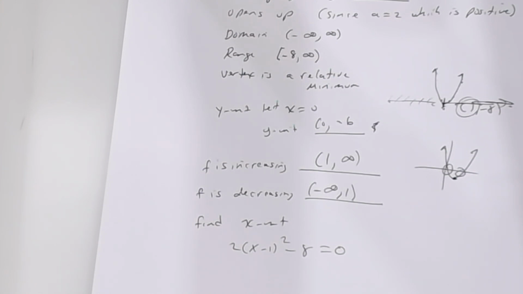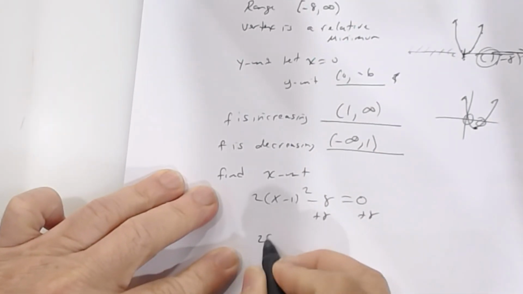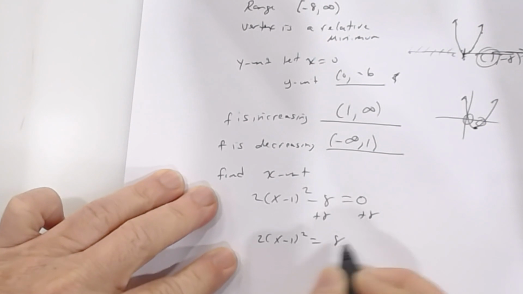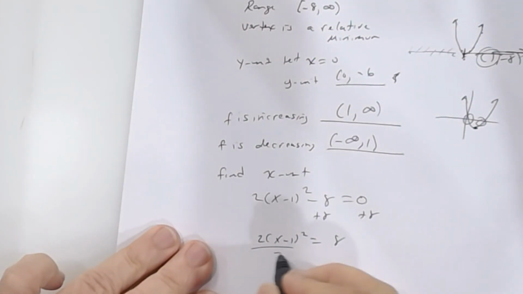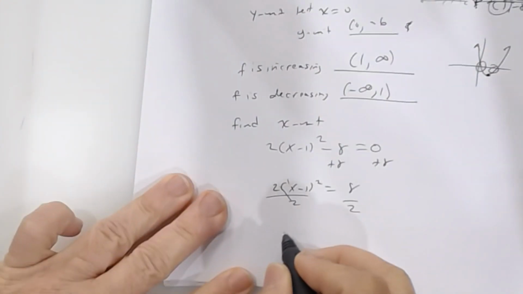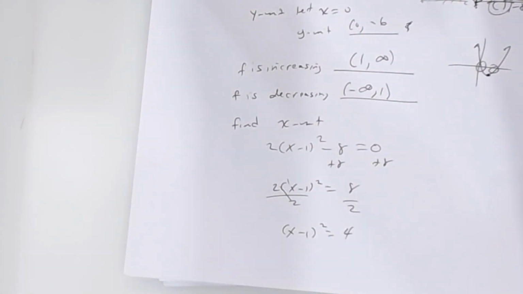Just gotta add eight. But you don't have that something squared by itself yet, right? So you got to do what first? Add 8 to both sides. Then divide by 2. You got to get that (x minus 1) squared by itself. So you got to divide both sides by 2. So you get (x minus 1) squared equals what? 4. So that's where we're at.